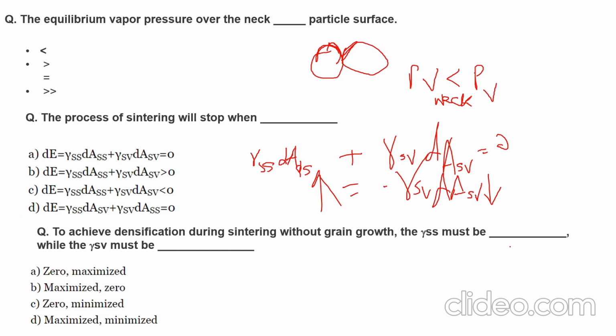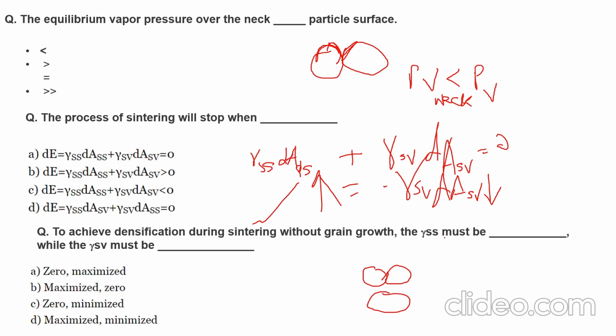Then we have to achieve the densification during sintering without grain growth. We want densification and we do not want grain growth, because when you give a temperature during sintering, there is a possibility that once these grains come together, they will try to coalesce and form a bigger grain. It will result in recrystallization and the formation of a coarser structure. So we do not want this during the sintering process.